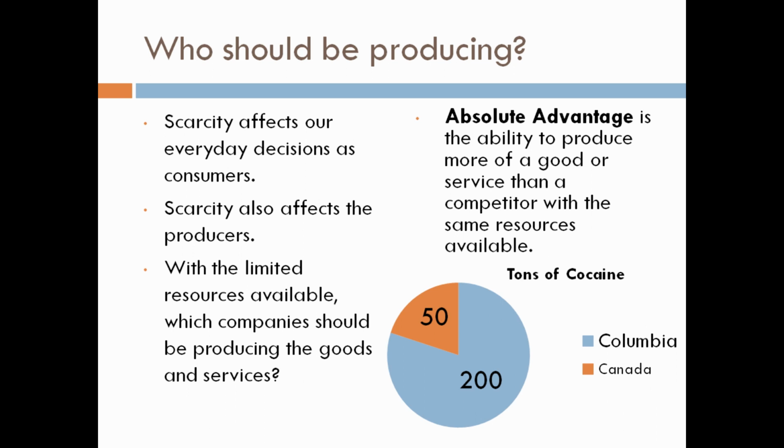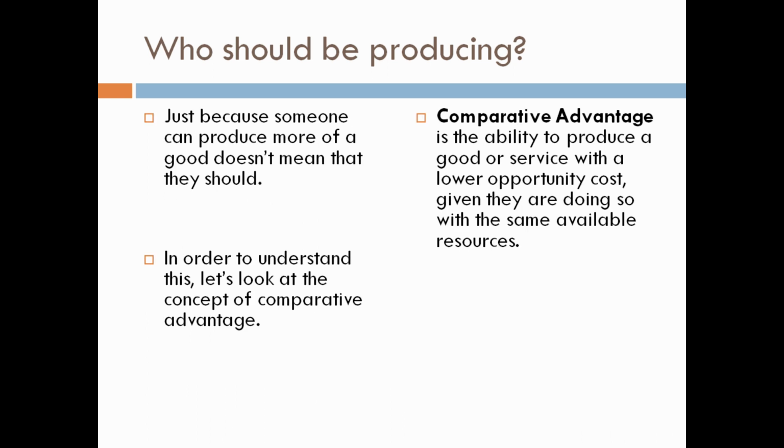Let's take a look at absolute advantage. Absolute advantage is the ability to produce more of a good or service than a competitor with the same available resources. For example, if Colombia can produce 200 tons of cocaine and Canada can produce 50 tons of cocaine, Colombia has the absolute advantage in producing the good because they can produce more than Canada. However, just because someone can produce more of a good doesn't mean that they should. In order to understand why, let's look at the concept of comparative advantage.